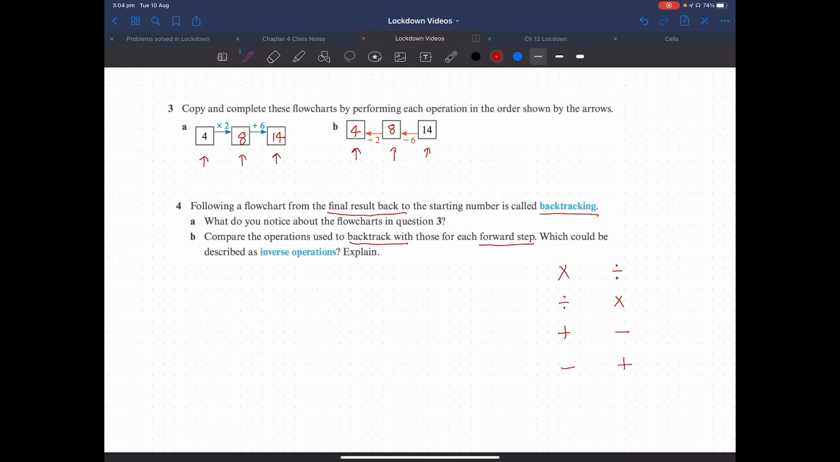So if we were to use numbers like we have in question 3, if I said I have an operation which is multiplying by 2, like I have in A, the inverse operation to that, or the opposite to that, is dividing by 2, which is what I have in the matching position in the backward tracking flowchart. Similarly, if I had dividing by 3, the inverse operation to that would be timesing by 3.